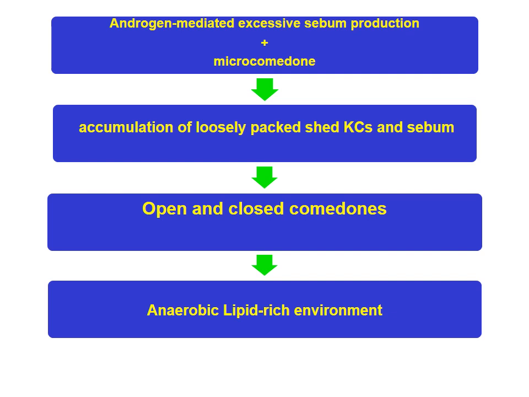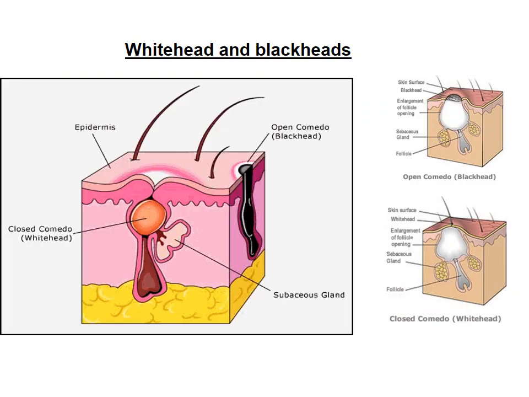Under the effect of androgen, there is excessive sebum production, plus the formation of the microcomedone. There is accumulation of loosely packed shed keratinocytes and sebum. This gives an anaerobic medium, which is a good environment for proliferation of Propionibacterium acnes.